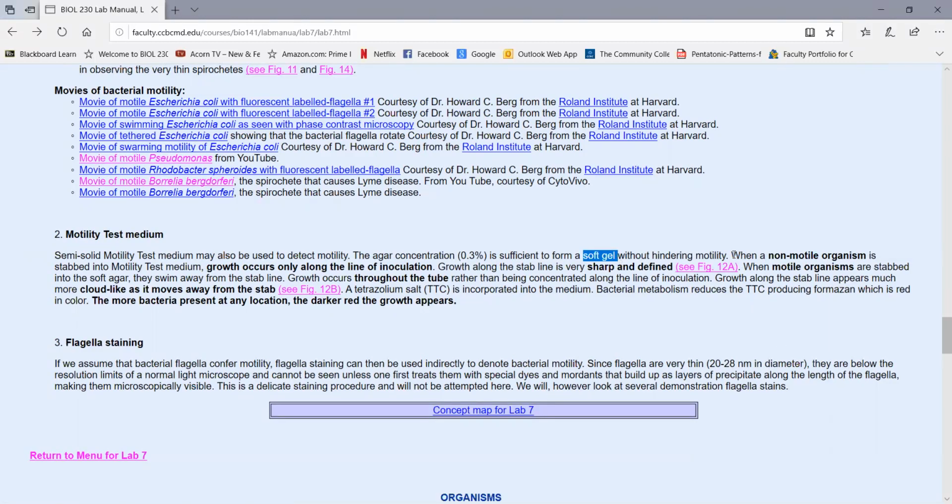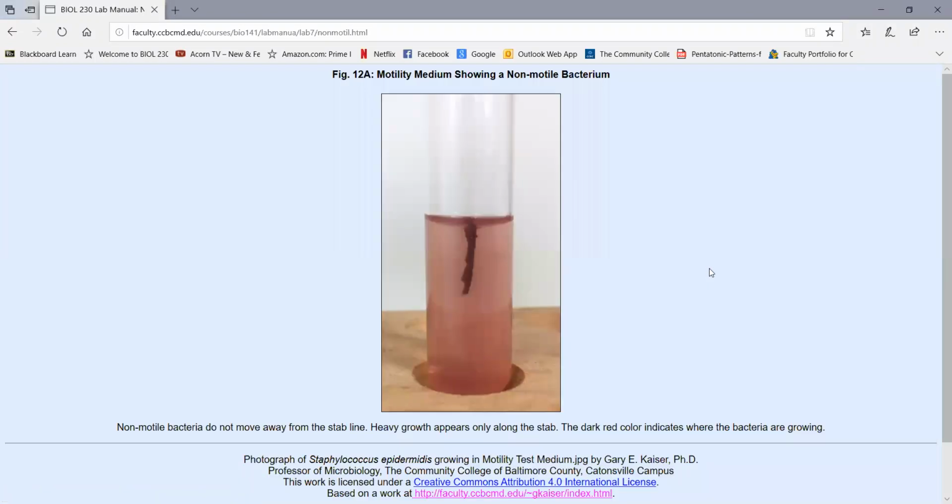So when a non-motile bacterium is stabbed into motility test medium, growth of the bacteria occurs only along the line of inoculation. The growth along the stab line is very sharp, very well defined, but it doesn't swim away from the stab line because it's non-motile. And we see an example of that in figure 12A.